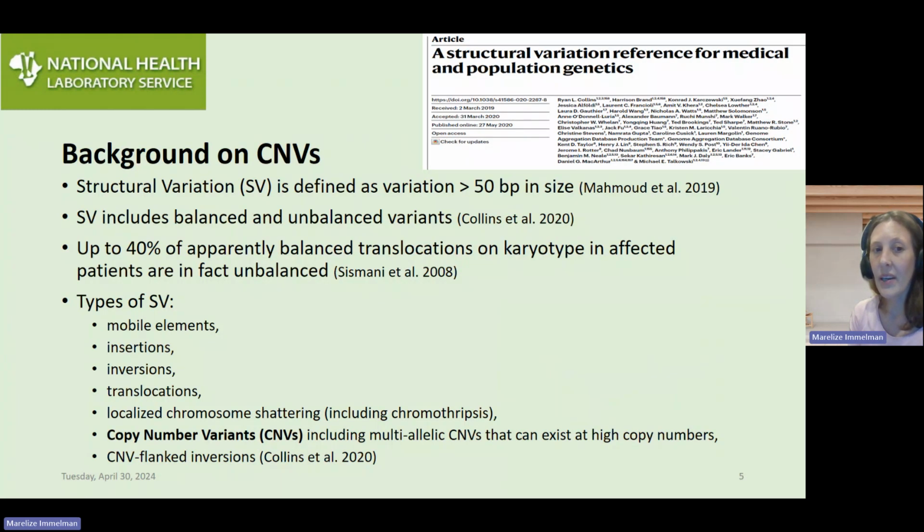So just a bit of background information on structural variants. These are variants that are larger than 50 base pairs in size, and they can be balanced or unbalanced. In fact, about 40% of previously thought to be balanced translocations on karyotyping are in fact unbalanced when using higher resolution testing such as microarray or NGS. Structural variants include insertions, inversions, translocations, and also copy number variants that will be the focus of the talk.